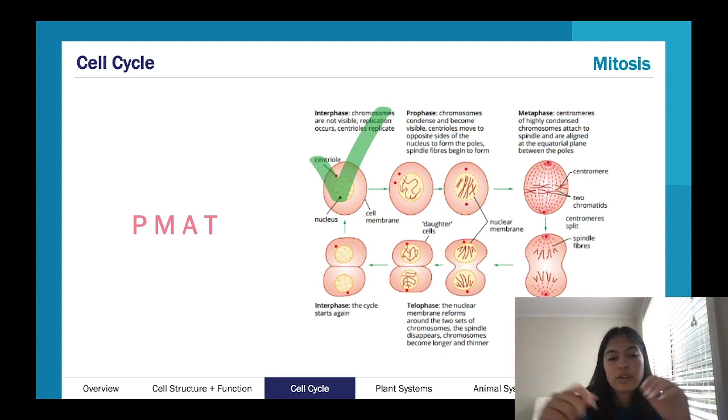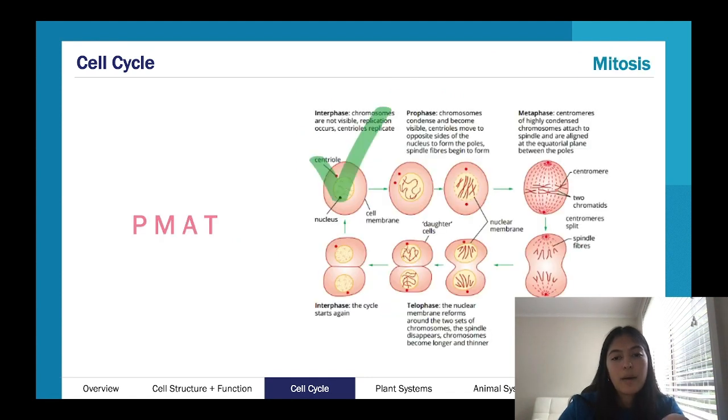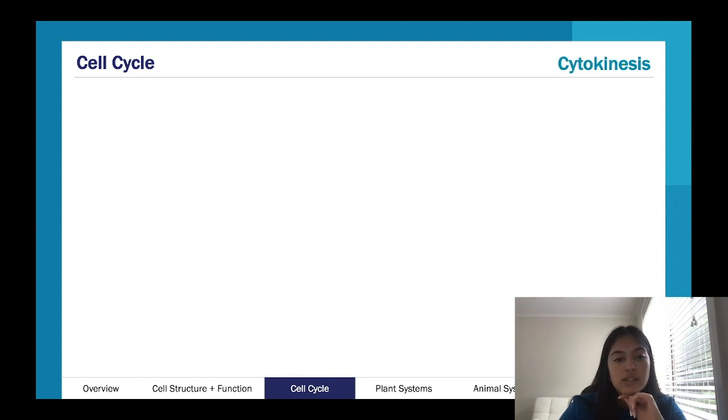Remember, there is an important step of cytokinesis, and that's the actual separation. Cytokinesis is not a part of mitosis. So as you can see, we'll talk about it in a second. But as you can see here, telophase and cytokinesis. So cytokinesis is the actual separation. But yeah, so we think of PMAT as those 4 major steps of mitosis.